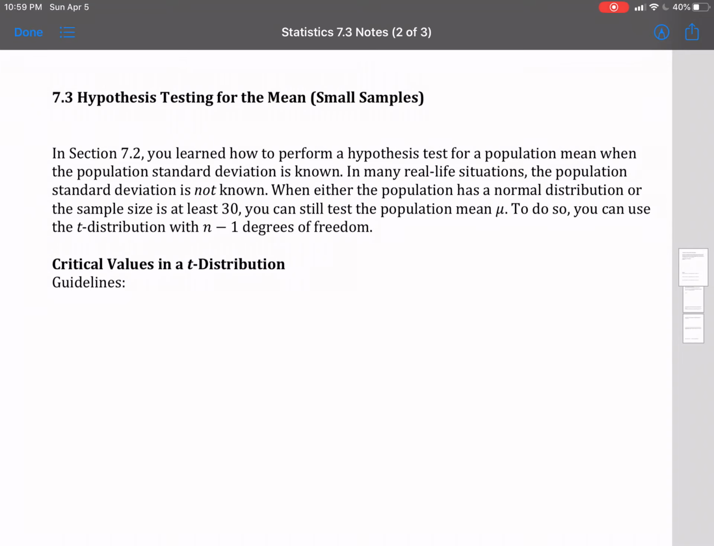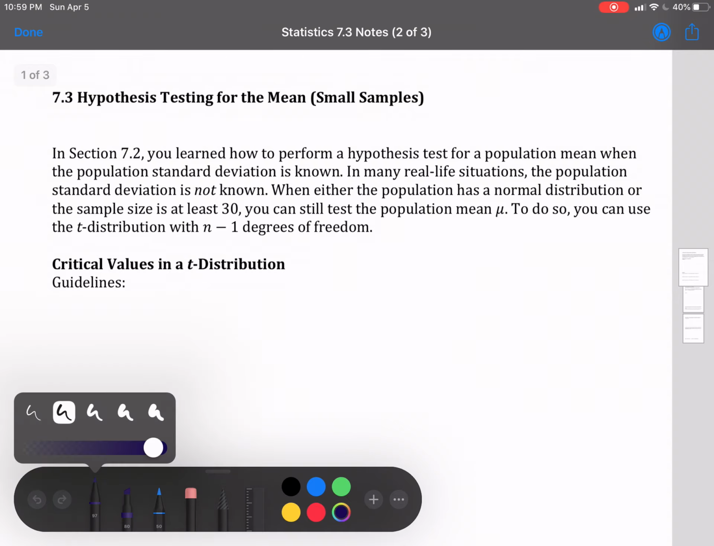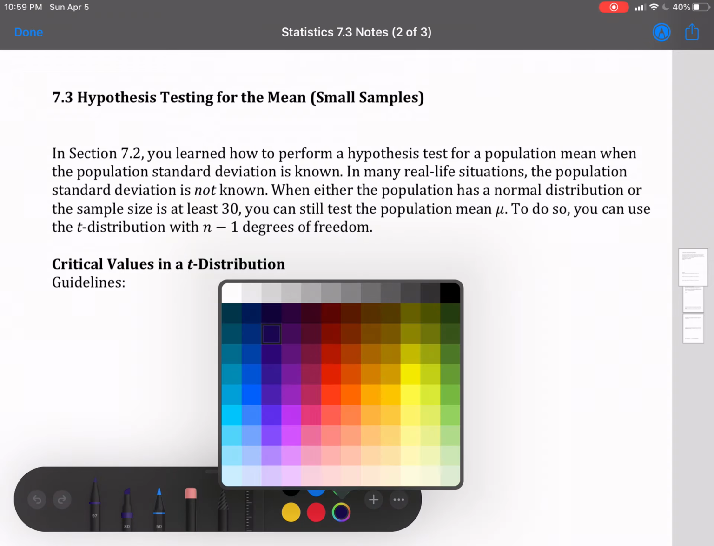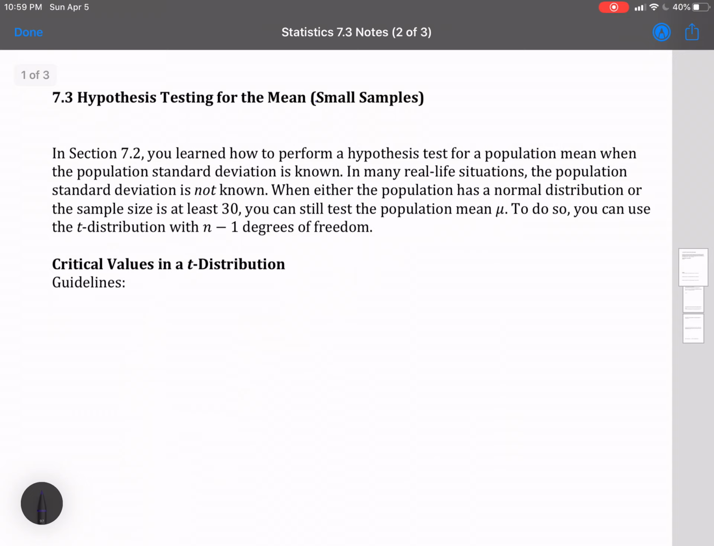Okay, so today we're going to talk about 7.3 hypothesis testing for the mean. And here we're still looking at the same process we've been doing. The only main difference is now instead of small samples, I'm going to cross that out. And we're going to actually say this is when sigma, or a population standard deviation, is unknown. Okay, so when sigma is unknown.